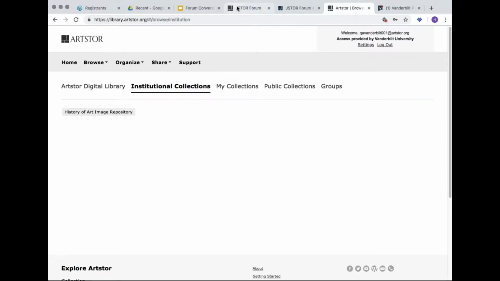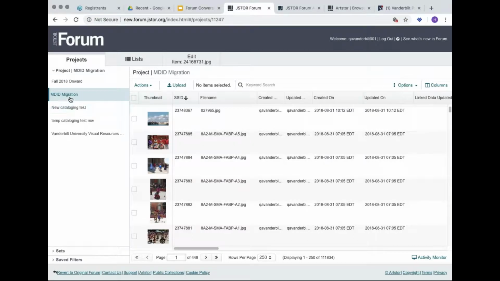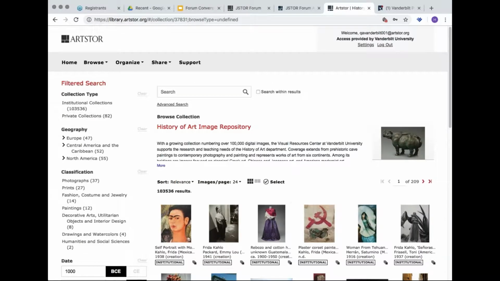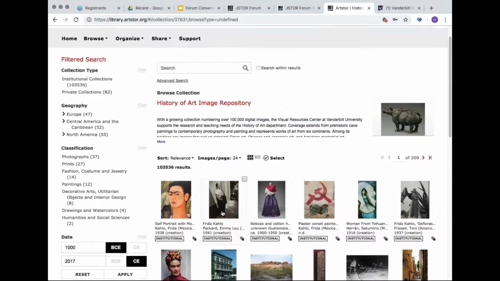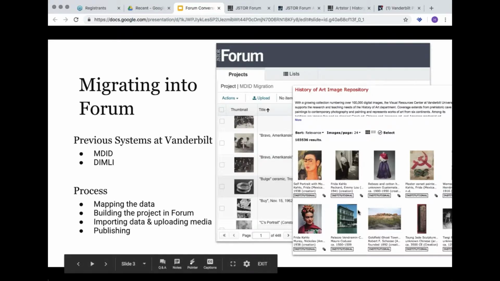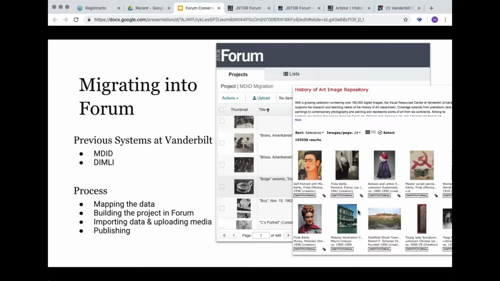So when you have a project that you are managing in Forum, whether you've migrated one or you're working with an ongoing project actively, when you go to publish records from these projects, you can establish target collections that appear in the Artstor environment under your institutional collections. And that is where all of these Vanderbilt images are now being delivered. This is where I grabbed this image from before. So you were seeing the actual view of the project in Forum, and then also the view that the end user encounters when they are browsing collections in Artstor.